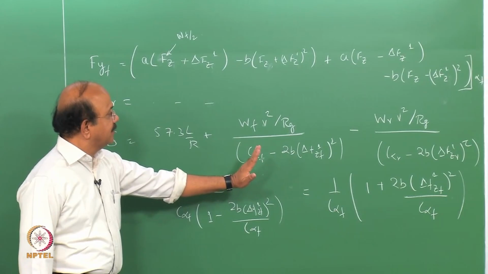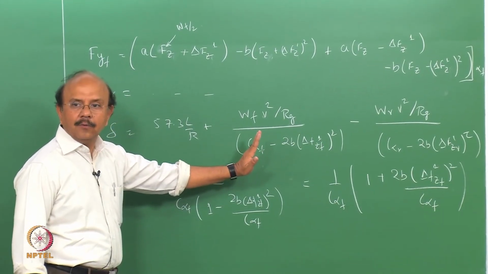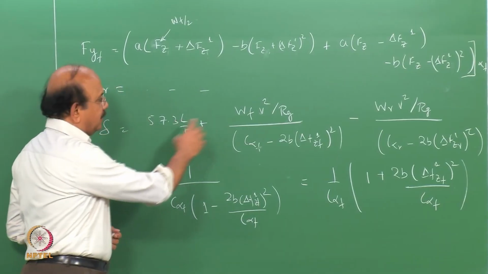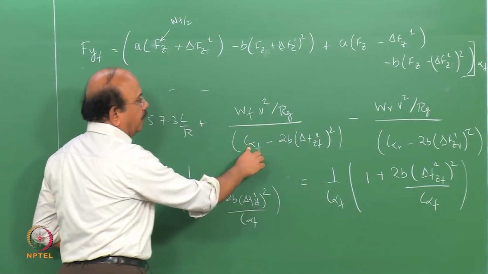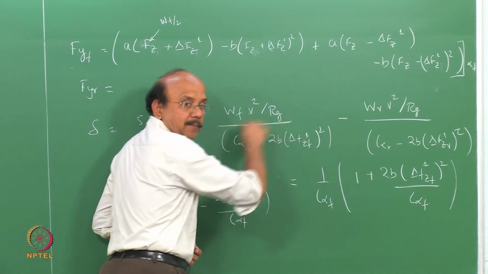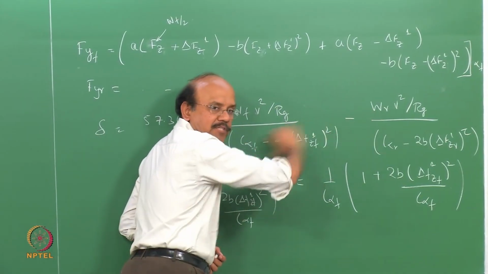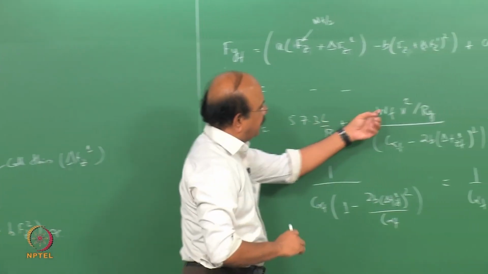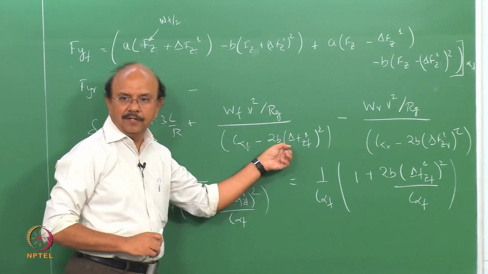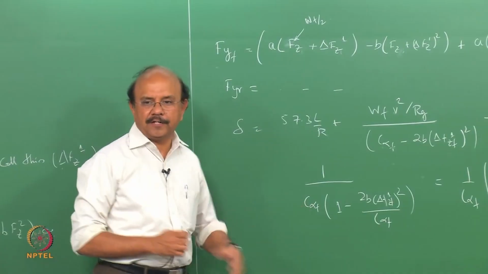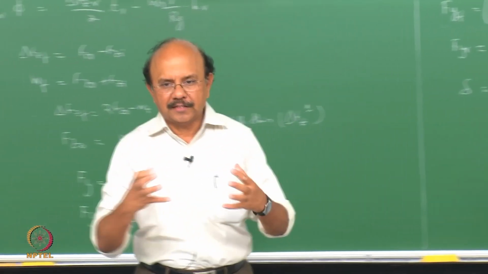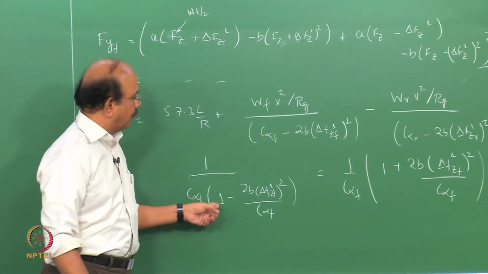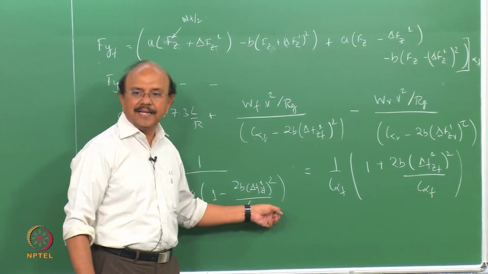This expression is different. What is the difference in this expression? In the previous case, it had Wf by C alpha f minus Wr by C alpha r multiplied by V squared by Rg, which is Ay outside. Now I'm going to do a small jugglery. Now that expression has changed, I have a denominator. So I'm going to simplify the denominator so that I will be able to separate out things and understand it. Right. So it is 1 by C alpha f, I'm taking out 1 by 1 minus x.